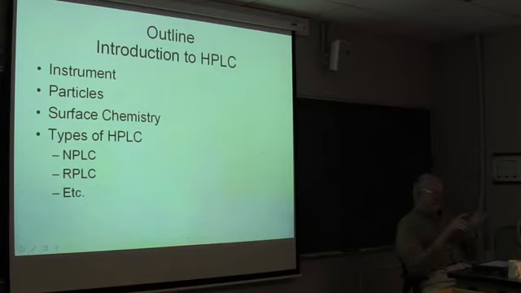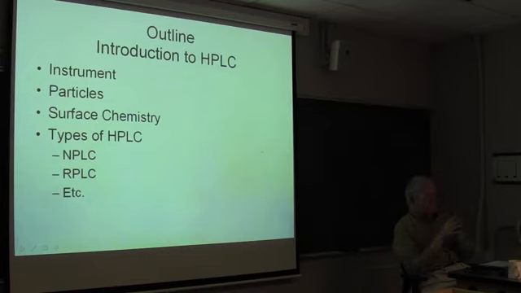Basically, in GC, there's gas liquid chromatography and gas solid chromatography, and that's it. In liquid chromatography, we've got normal phase, reverse phase, ion exchange, bioaffinity chromatography, chiral chromatography, and metal ligand exchange chromatography. You can do a lot more with liquids than you can with gases, and it's why LC is so much more powerful than GC in general.